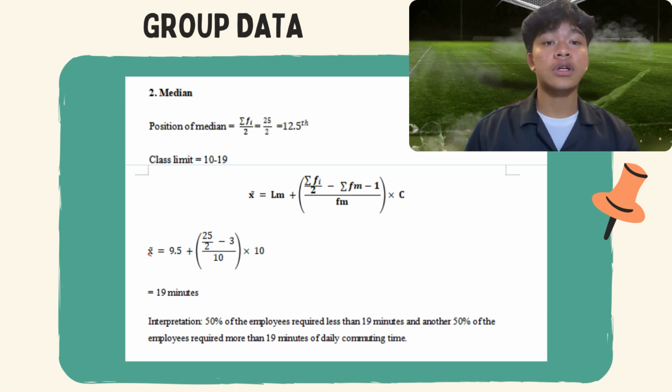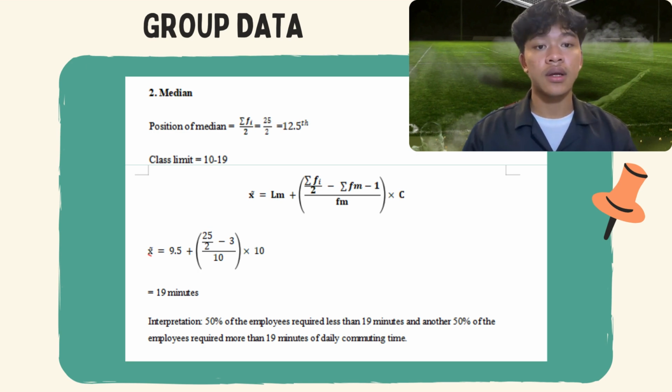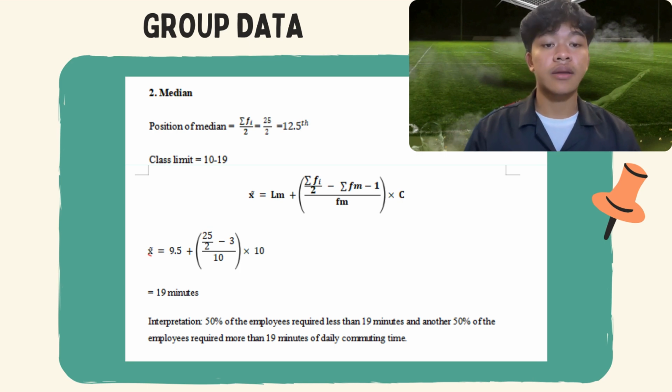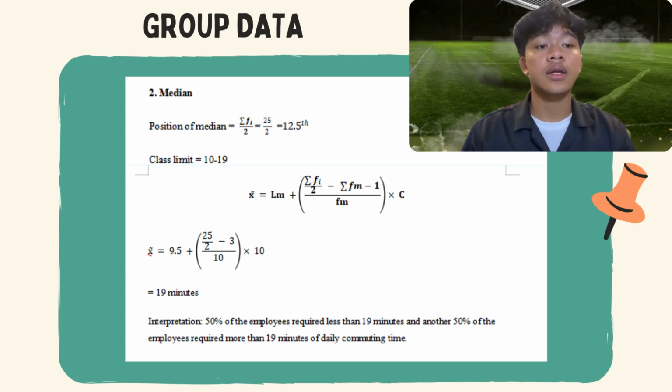The formula of the median is Lm plus bracket sum of Fi divided by 2 minus sum of Fm minus 1 over Fm, close the bracket, times C. So we got the answer is 19 minutes. So the summary for the median: 50% of the employees required less than 90 minutes to commute to UTHM, and another 50% of the employees required more than 90 minutes of daily commuting time.